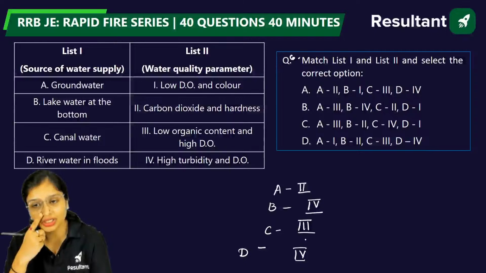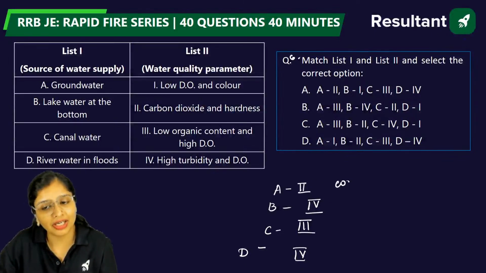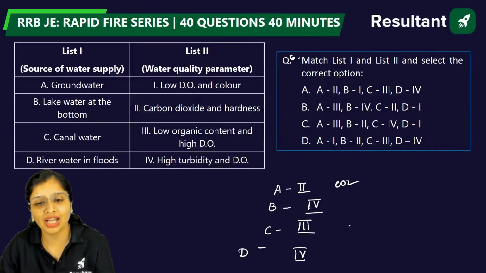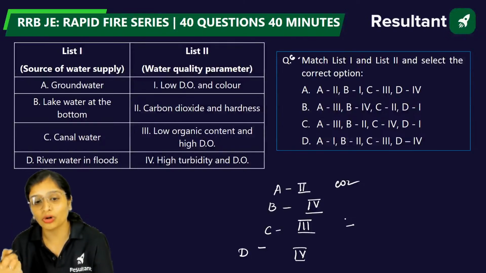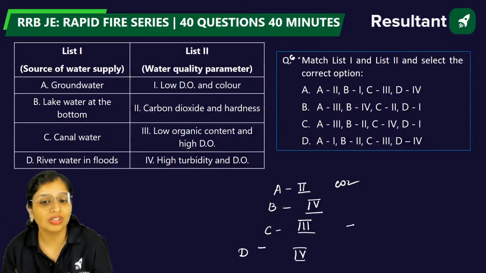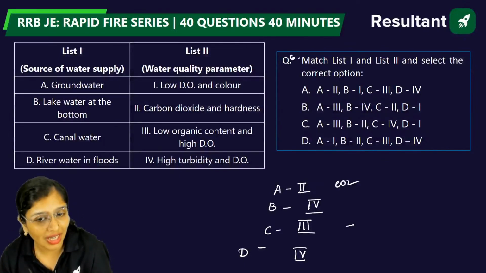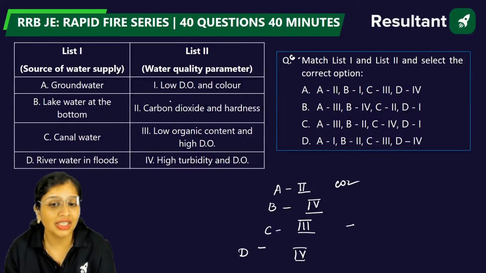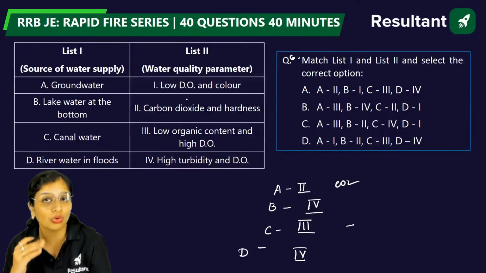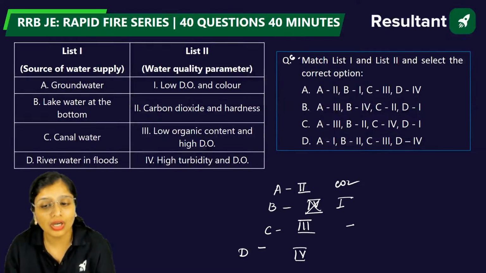Now listen to me, here there is a confusion which can happen to you. A is correct. Here you will be having carbon dioxide and hardness, that is correct. Canal water will have low organic content and high DO, that is correct. If you talk about lake water at the bottom and river water in floods, in both of them you can get confused. When we are talking about lake water at the bottom, of course it will have turbidity. But it will have DO also less, and here also DO is written, but here they have written low DO. So B option will become more precise.